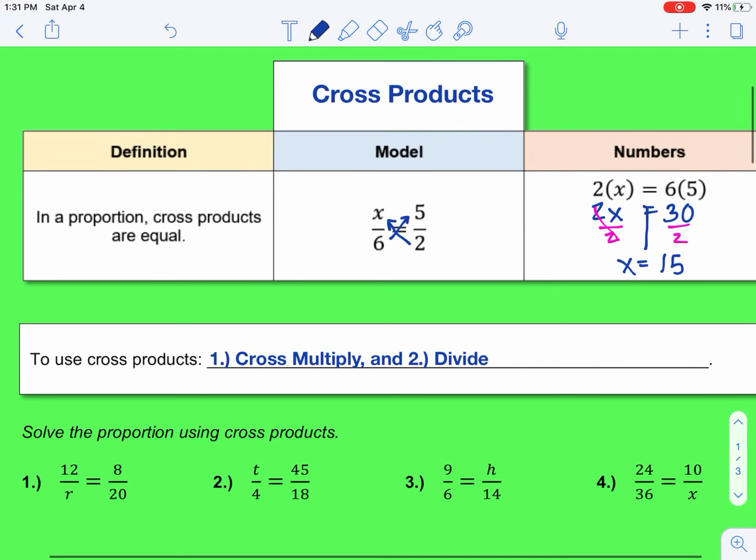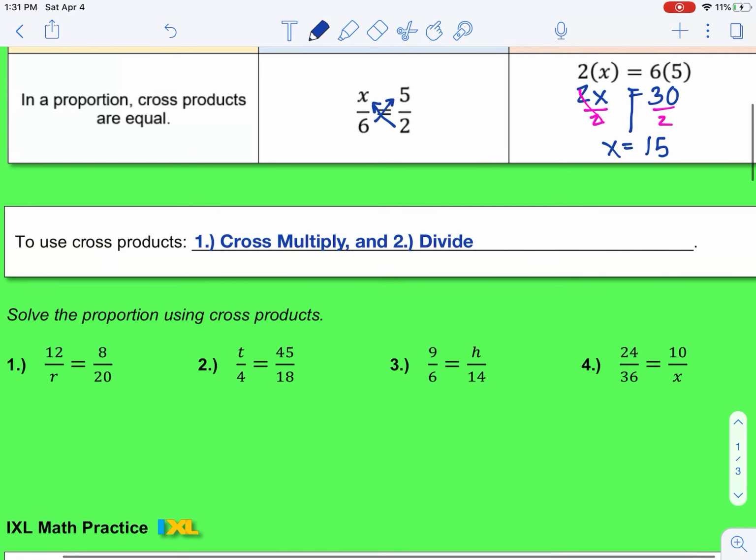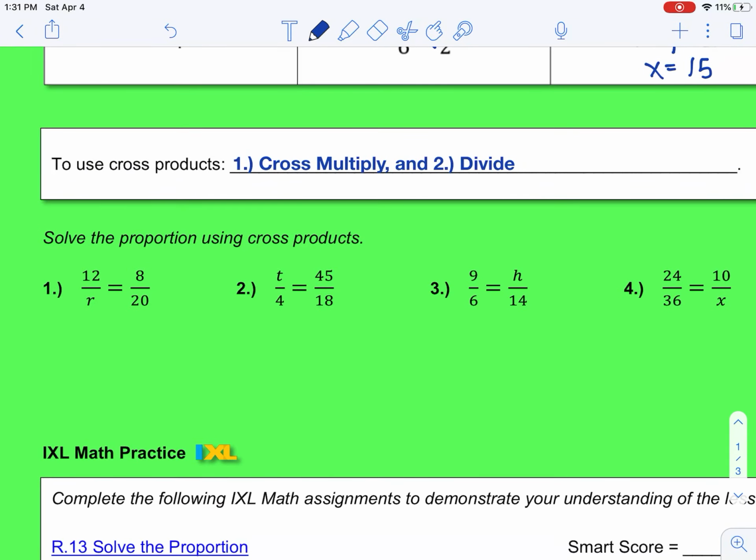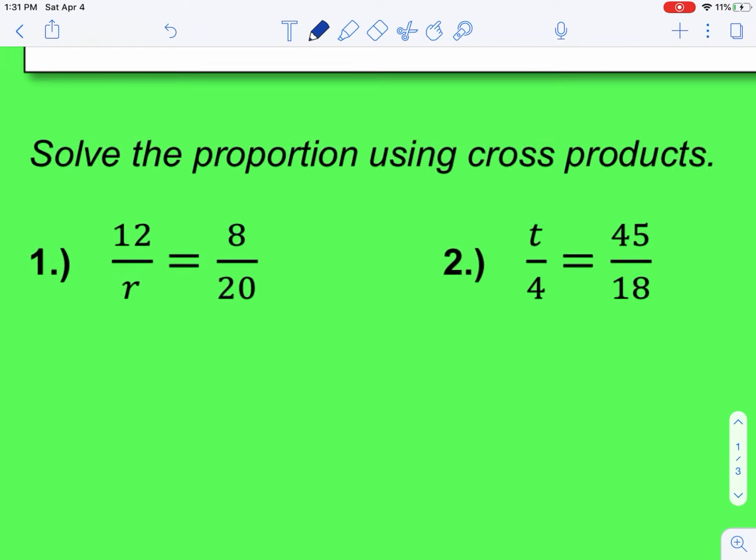So I broke it up for us. To use cross products to solve proportions, we have 2 steps. We're going to cross multiply, and then we're going to divide. So let's take a look at our examples. We're going to solve the proportion using cross products.